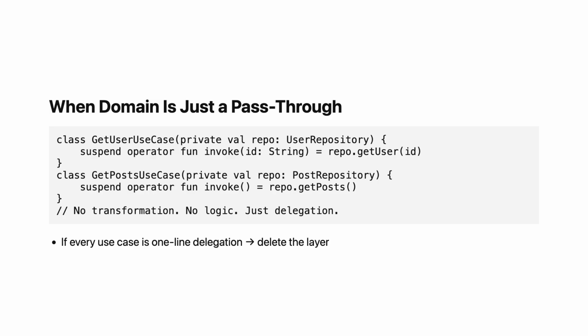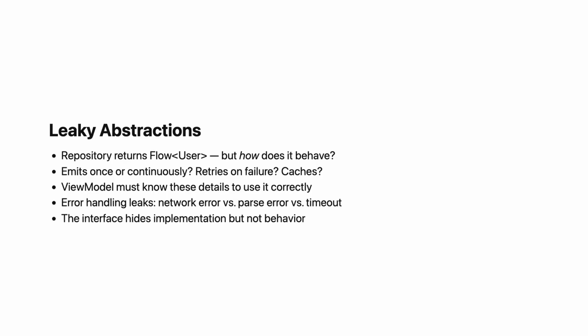Joel Spolsky coined the term leaky abstractions, and it perfectly describes what happens with poorly designed layers. The law of leaky abstractions says all non-trivial abstractions, to some degree, are leaky. Your repository interface says it returns a Flow of User, but the behavior of that flow, whether it emits once or continuously, whether it retries on failure, how it handles caching, leaks through the interface. Your view model has to know these behaviors to use the repository correctly. The interface did not actually abstract the complexity. It just hid the implementation behind a door you have to peek through anyway.